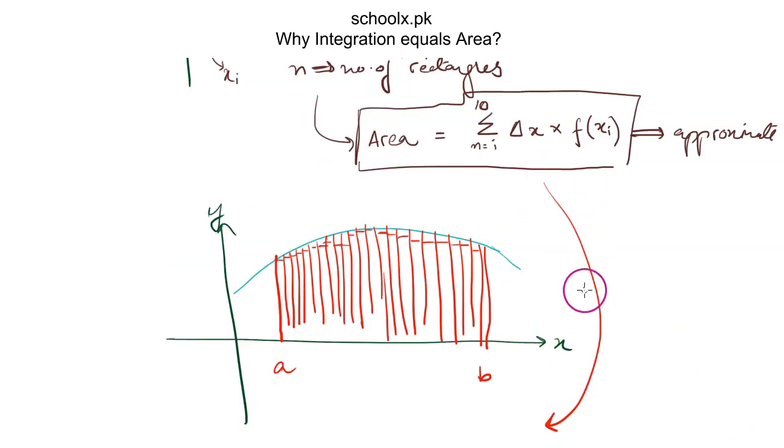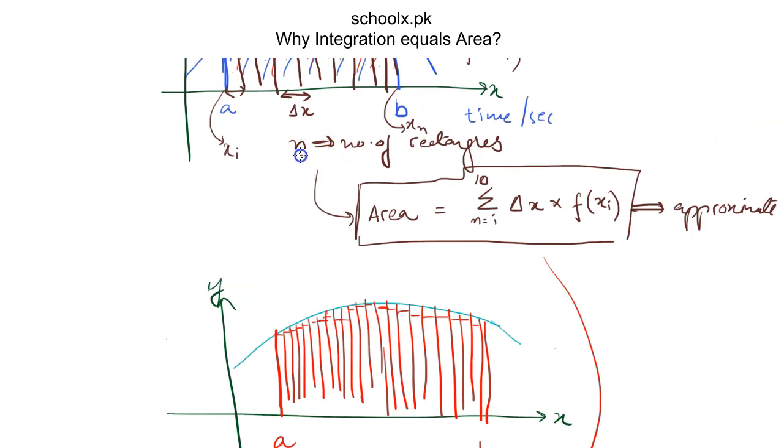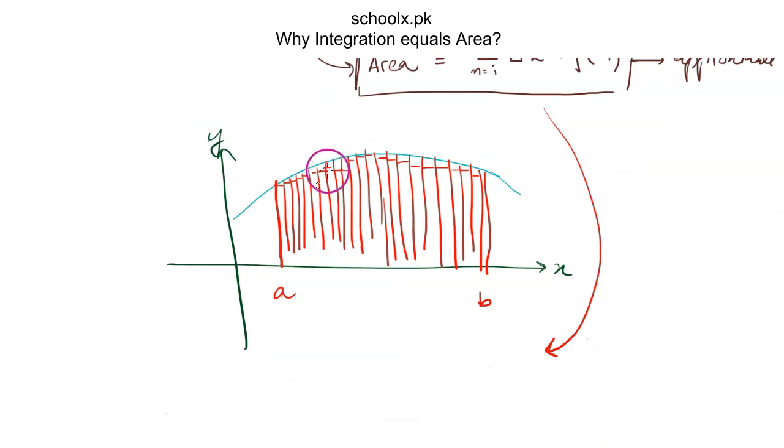n was the number of rectangles. If I take n to infinity, what will happen then? I'll get the best approximation possible. So area, this is for the best approximation. This might only differ in some decimal places from the actual distance covered by the car.